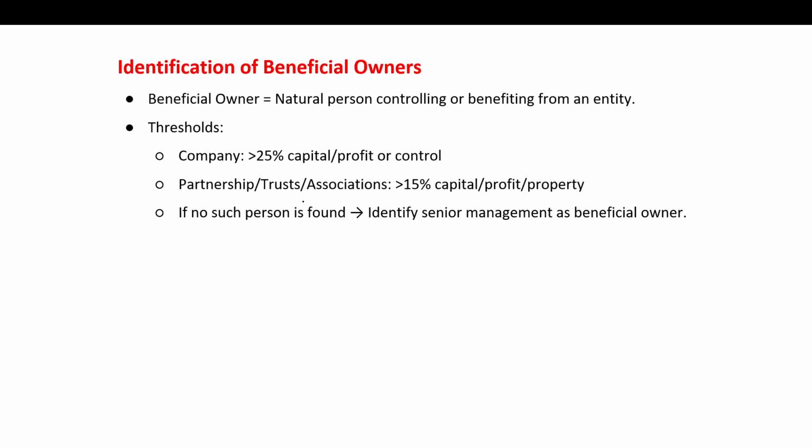How will you identify beneficial owners? In case of company, if a person has more than 25% of share or he or she controls company's management, then he or she is a beneficial owner. And for partnership, trust and association, if anyone is holding 15% or more shares or interest, or anyone controls decisions, then he or she is a beneficial owner. Now, what if no one meets the criteria? Then in that scenario, the person in senior management is treated as the beneficial owner.